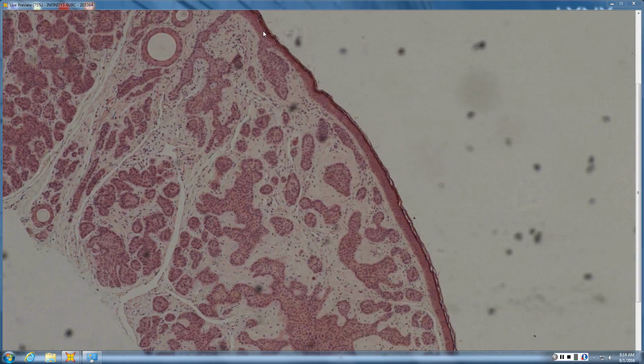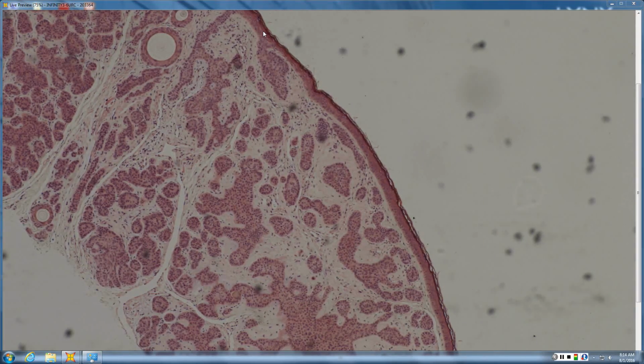Okay. So I'd say like small islands, blue cells. Are they blue or pink? I'd say pink. Yeah. I agree with you. I'd be right there with you. I'd say pink.